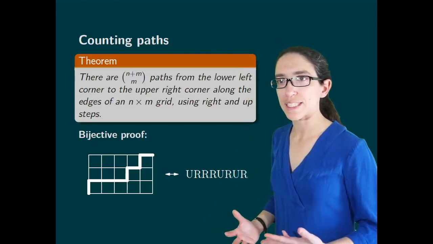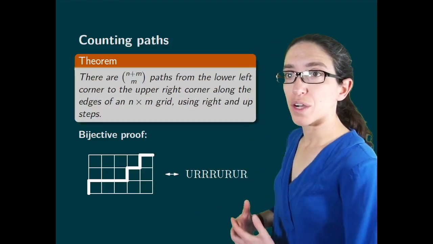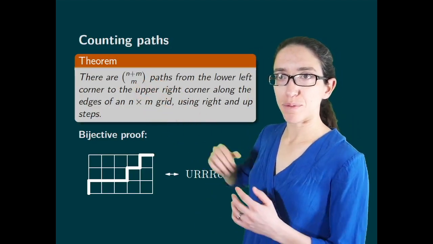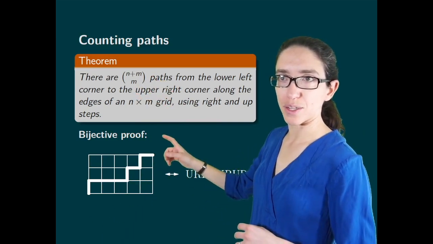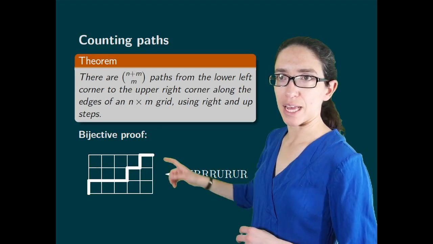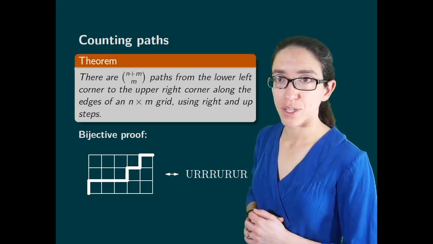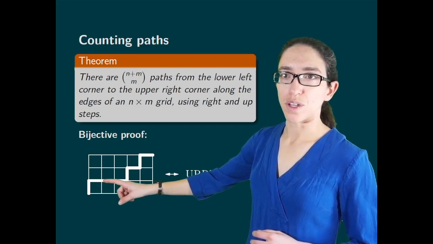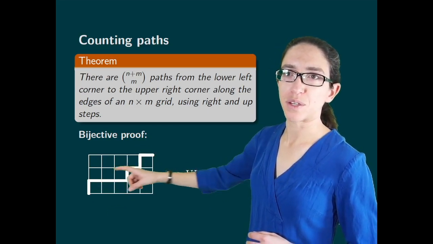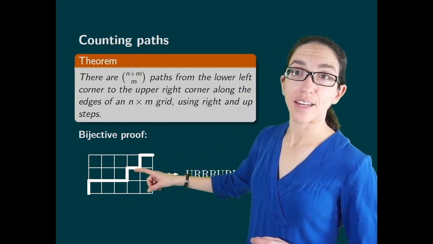And let's do one more example of a bijective proof, where what if we want to show that there's n plus m choose m paths from the lower left corner to an upper right corner along the edges of an n by m grid using right and up steps. So first of all, if it's n by m, you'll see that there's a total of n plus m steps because you have to go m right steps and n up steps.